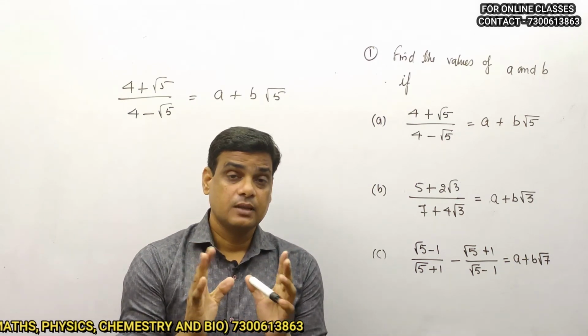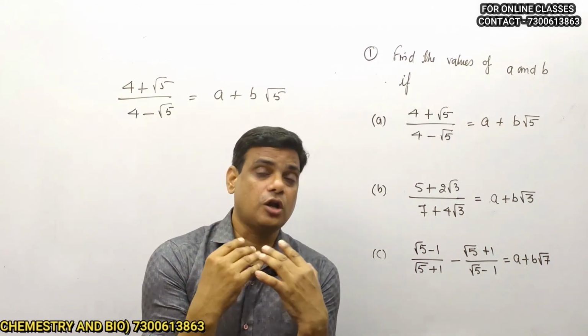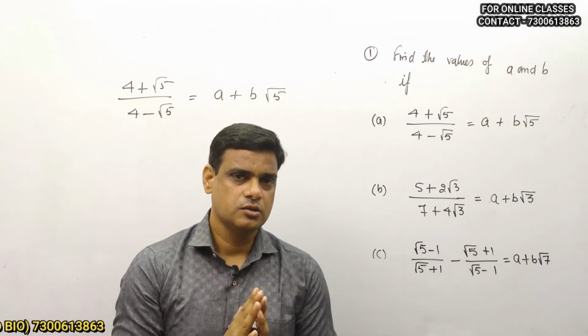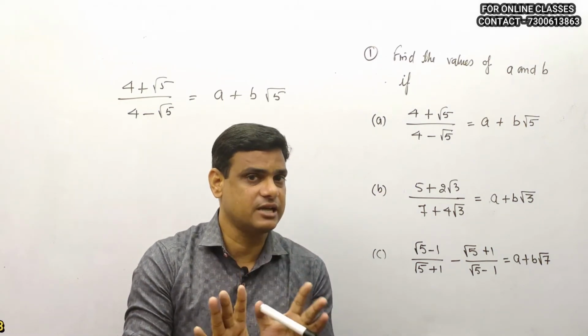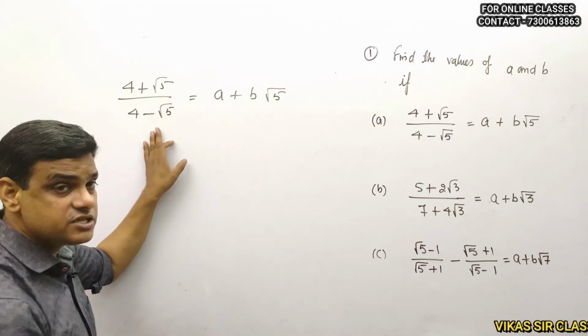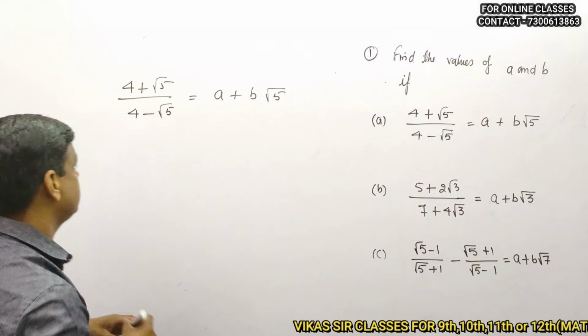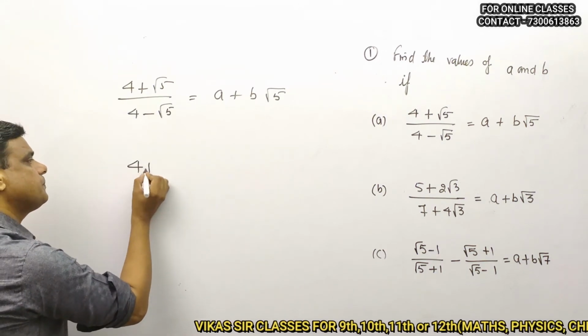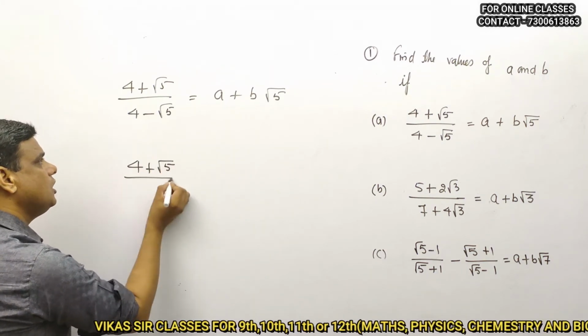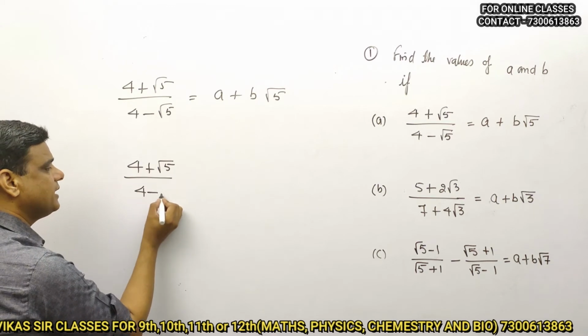See, the format of the question has changed, but the basics are the same. Here also it is 4 minus root 5, so you are to rationalize the denominator. Now see, 4 plus root 5 upon 4 minus root 5.